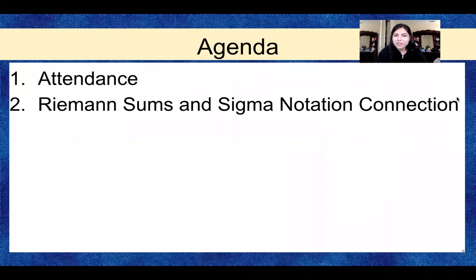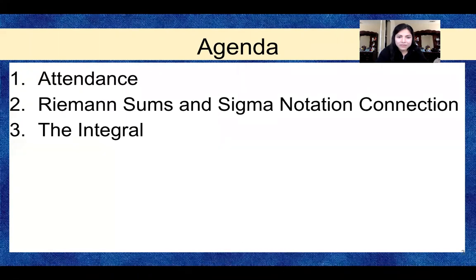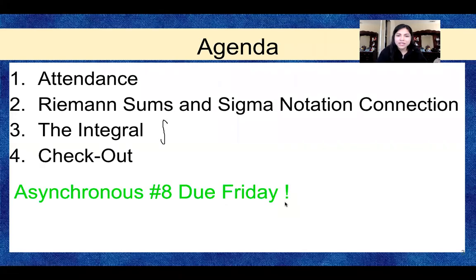We moved on to our agenda. So we were hitting Riemann sums and sigma connection, the integral symbol, which looks something like this, and the checkout, and then the fact that the next async was due Friday, which I'll perhaps extend to Monday because we kind of want to talk a little bit more about it. So that's what we did today. So let's jump into it.